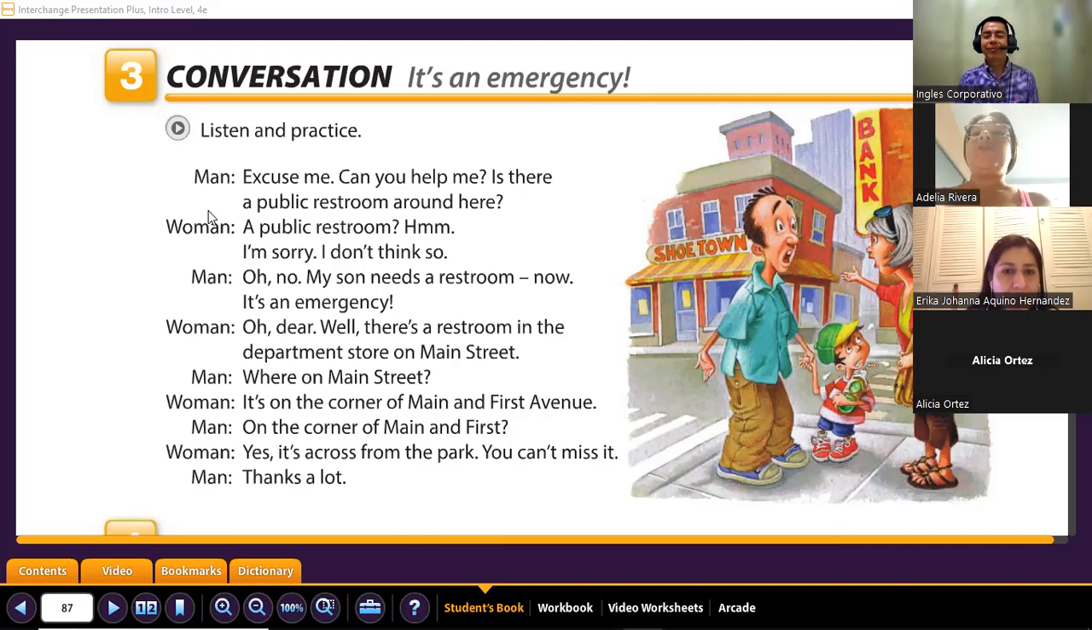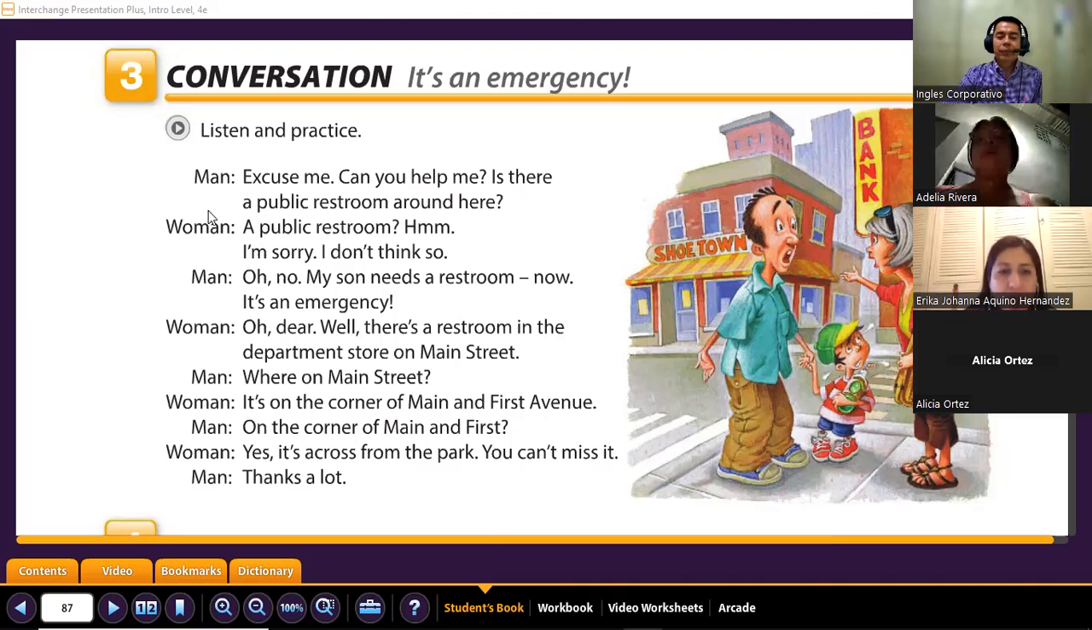One, two, three. Excuse me, can you help me? Is there a public restroom around here? A public restroom? Sorry, I don't think so. Oh no, my son needs a restroom now. It's an emergency. Oh dear, well, there's a restroom in the department store on May Street. Where on May Street? It's on the corner of May and First Avenue. On the corner of May and First? Yes, it is across from the park. You can't miss it. Thanks a lot.